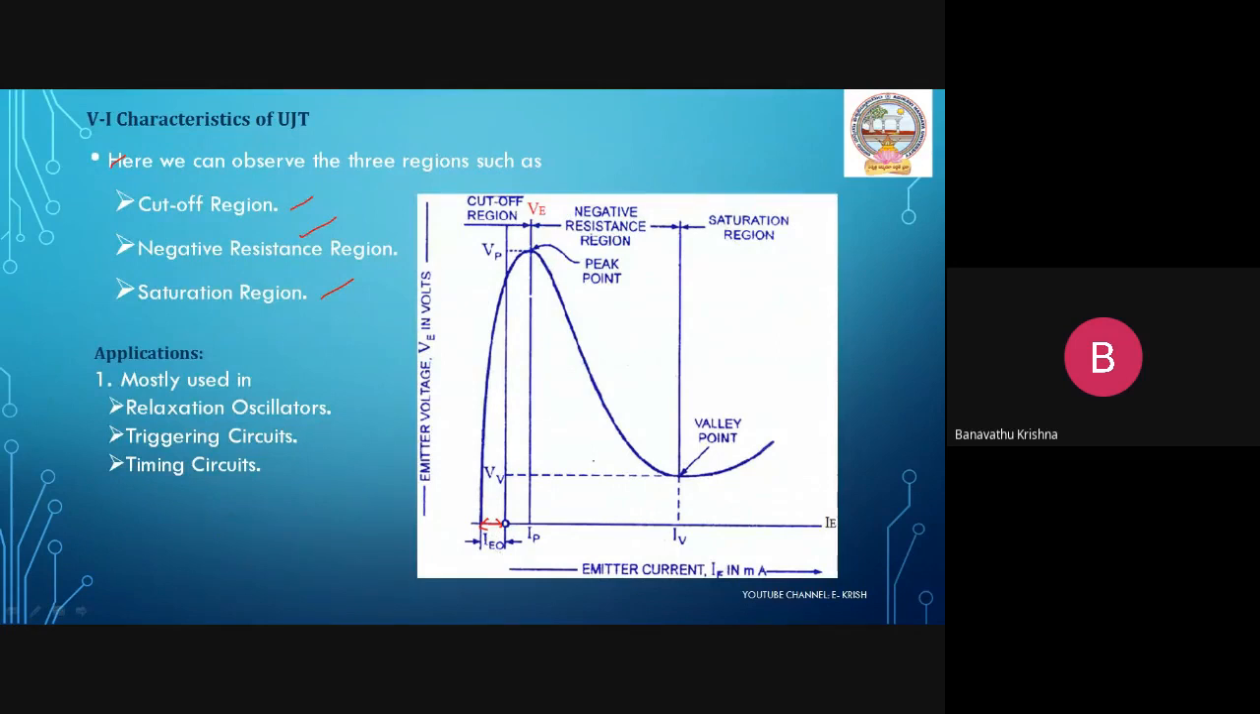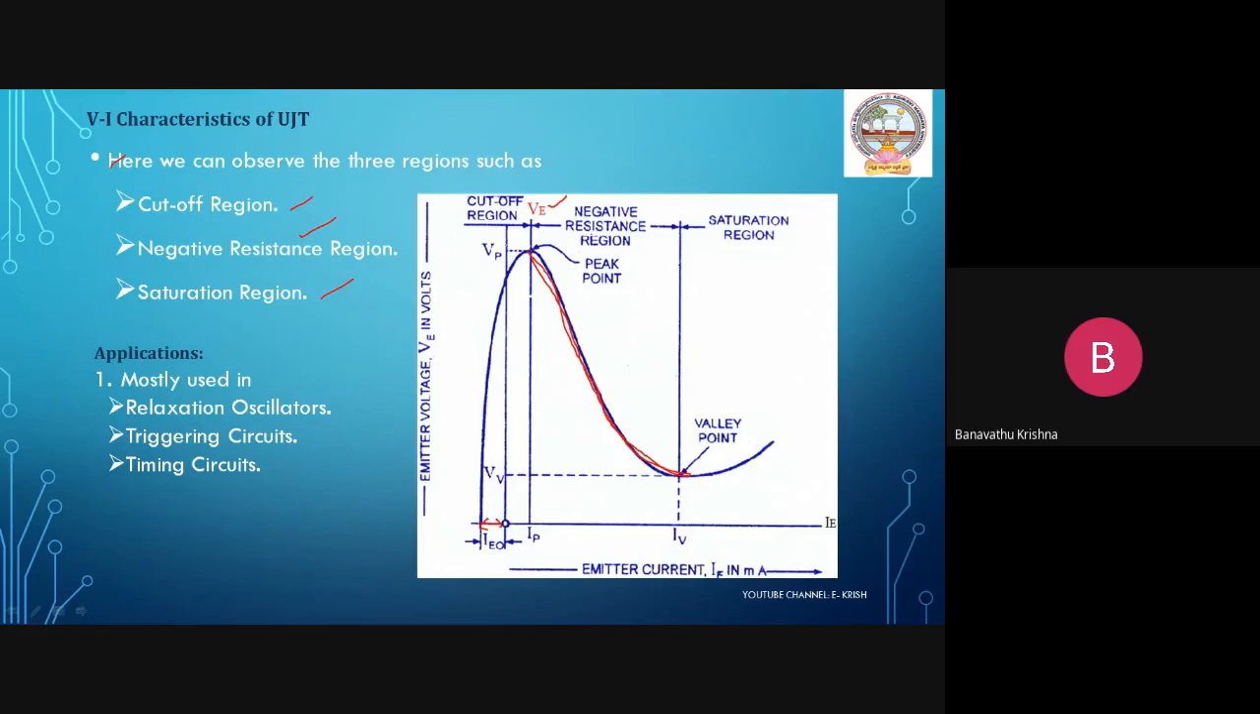And further we can increase that VE value, that is the voltage between emitter and base 1. Further it increases. So when this voltage is equal to the cathode voltage or greater than the cathode voltage, the peak value is reached, and then automatically the current flows. But here the current is going into decreasing order, sorry, increasing order. Further increasing this voltage, the current goes into increasing order.